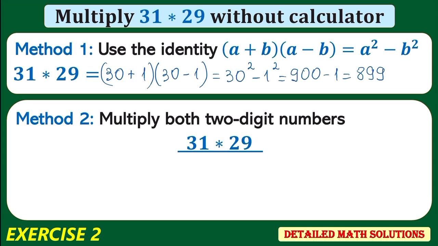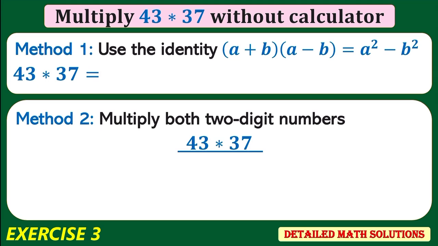Next, when I multiply both numbers, I have 9 times 1, 9. 9 times 3, 27. 2 times 1, 2. 2 times 3, 6. When I add them, I get 9, 9, 8, or again 899.